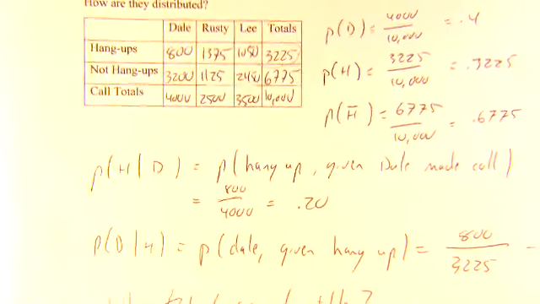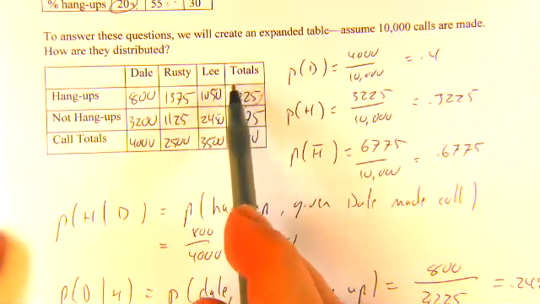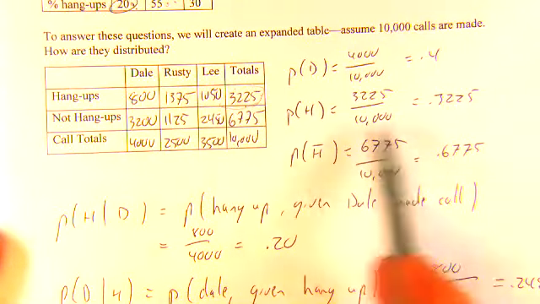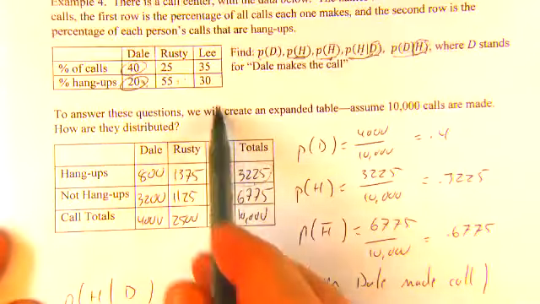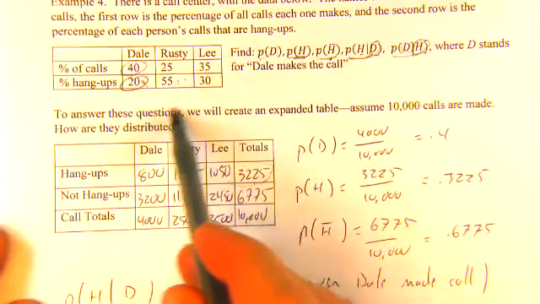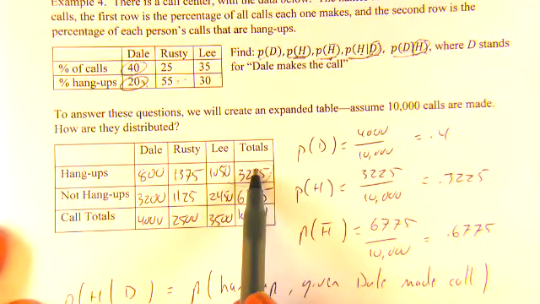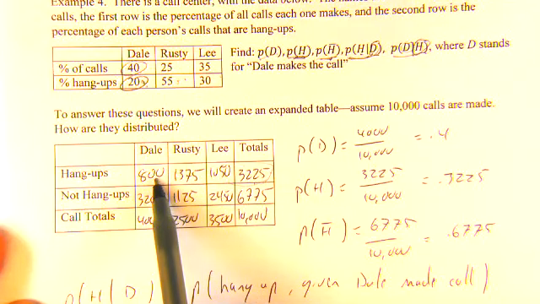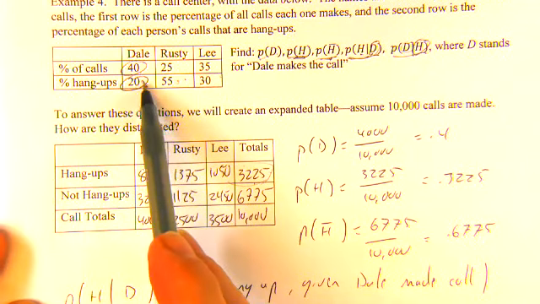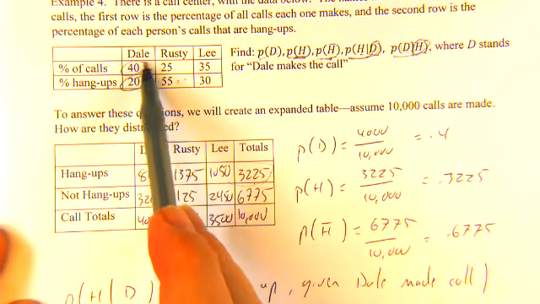So to get the probability of the hangups, we took this number and we divided by 10,000. That gave me this. How do you get that from this original table? Right? And this 3225 is the 800 hangups that Dale got. Where did the 800 come from? Well, that's 0.2 times the 4,000. So it's 0.2 times 0.4.